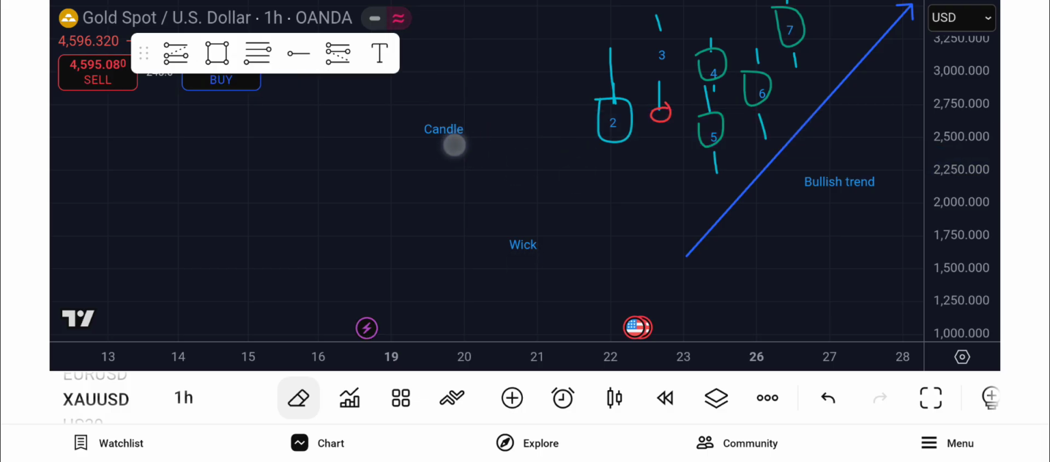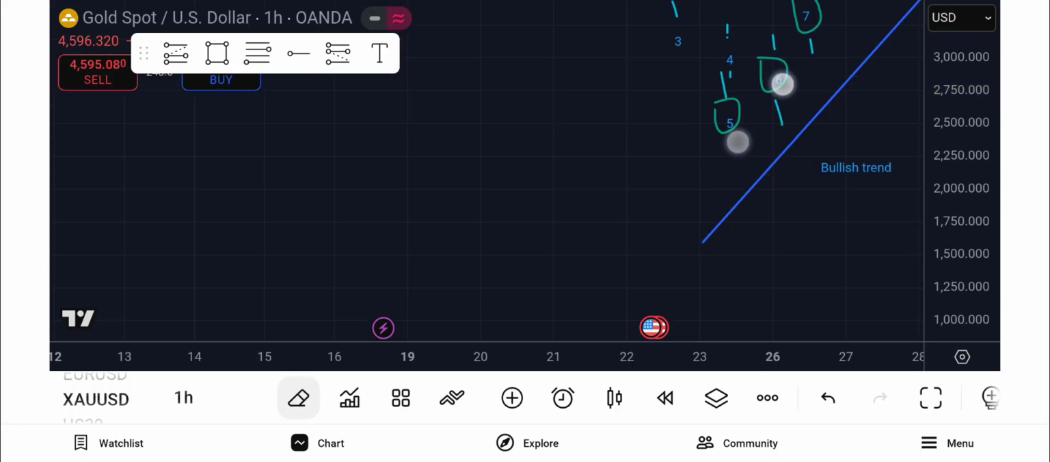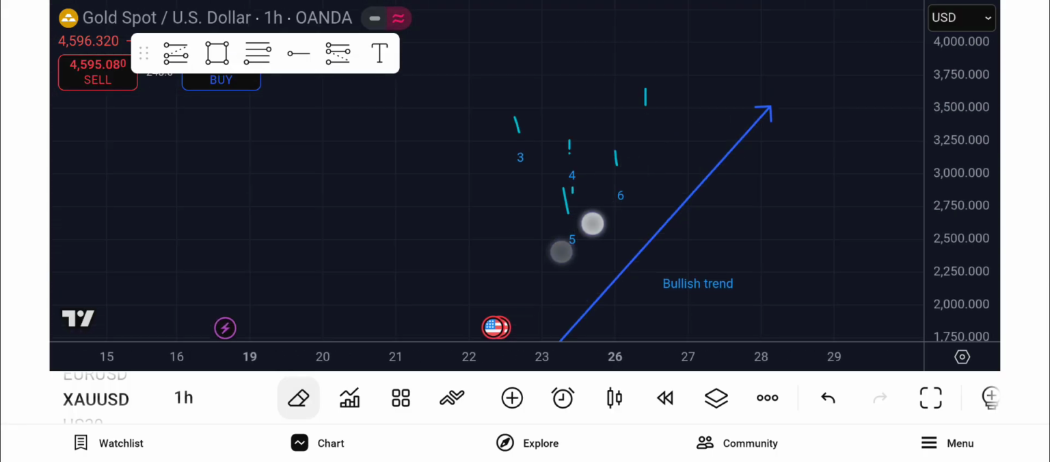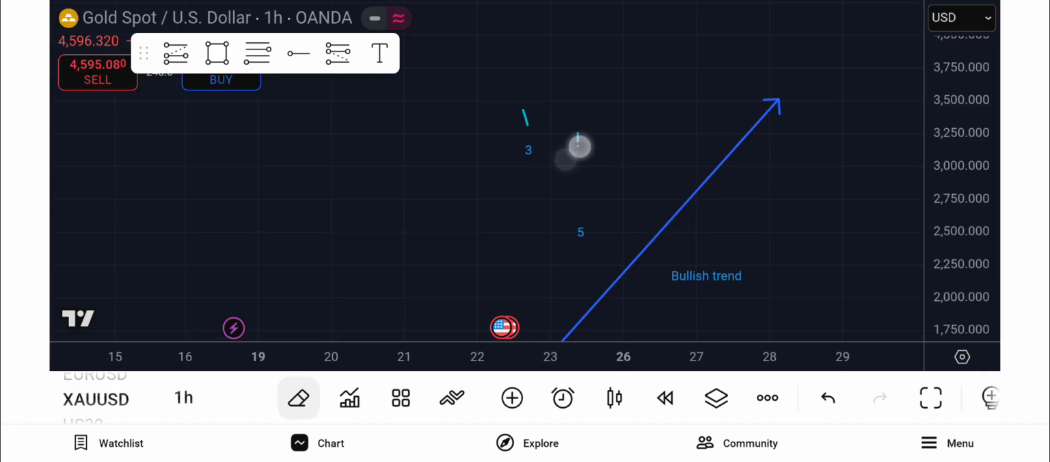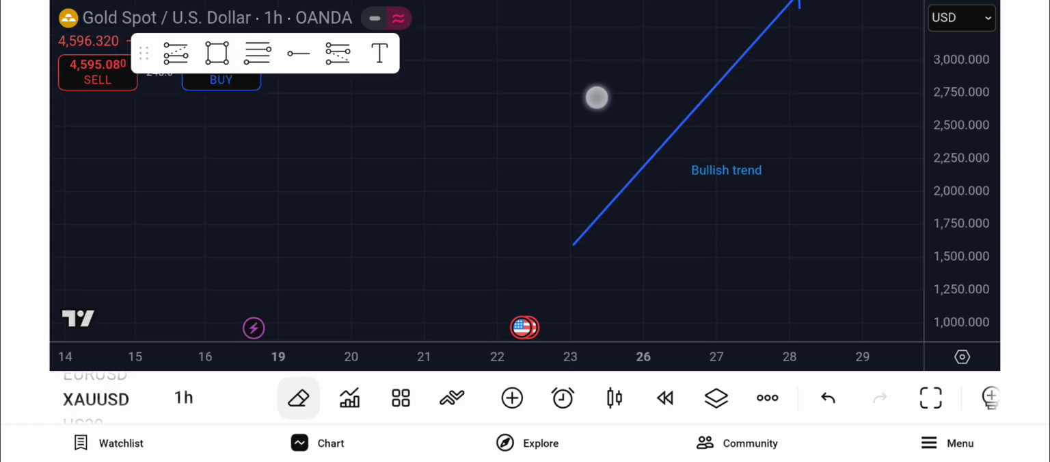Now you would do the same exact thing for a bearish trend. Same thing for a bearish trend.